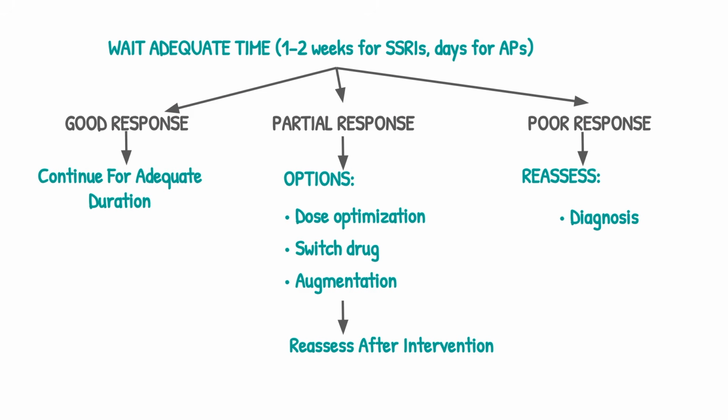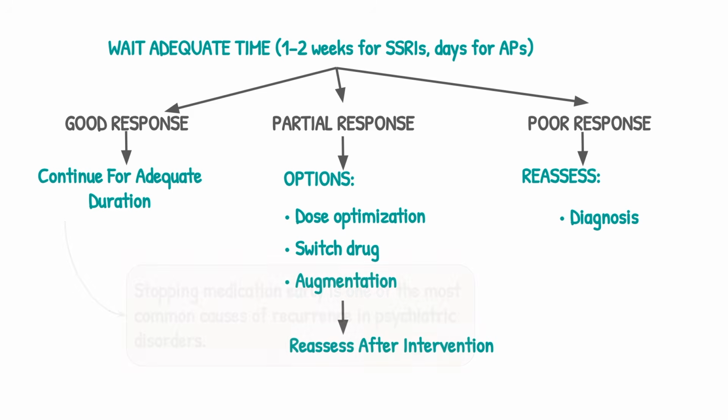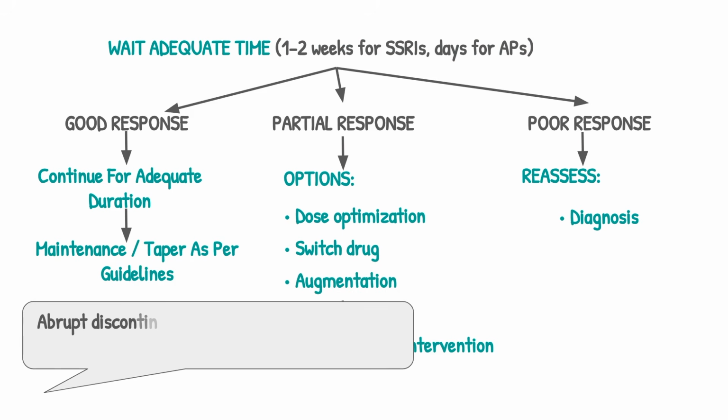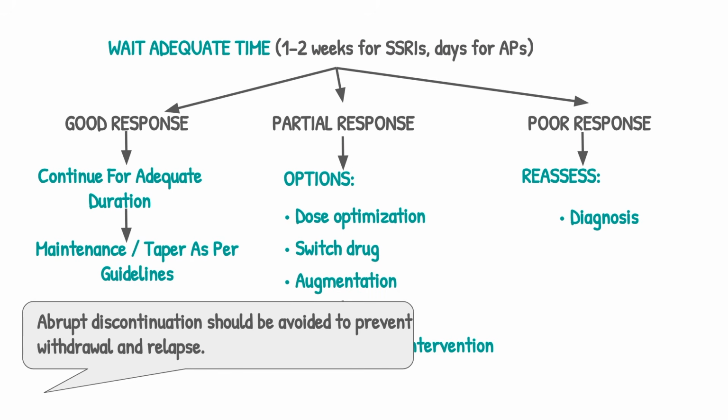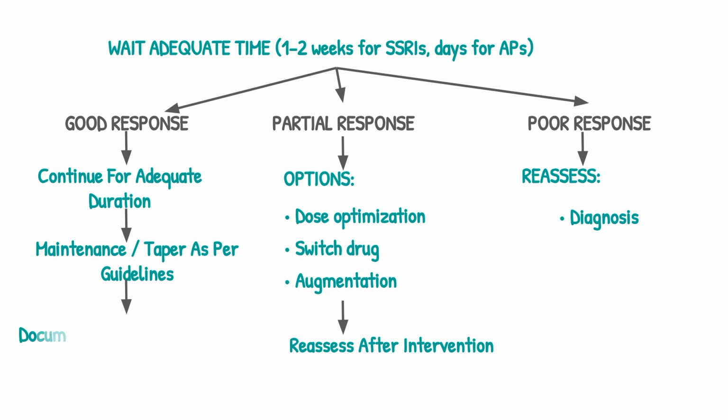Treatment must be continued for the recommended duration to prevent relapse. Stopping medication early is one of the most common causes of recurrence in psychiatric disorders. After stabilization, decide between maintenance therapy and gradual tapering based on diagnosis, recurrence risk, and guidelines. Abrupt discontinuation should be avoided to prevent withdrawal and relapse. All decisions, responses, and changes must be clearly documented. Documentation ensures continuity of care and provides medico-legal protection.